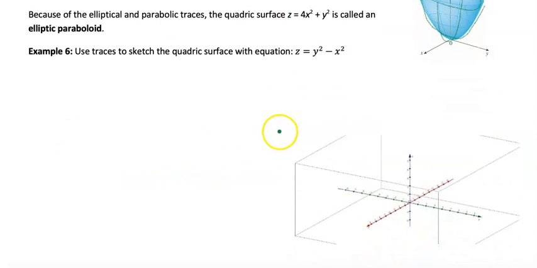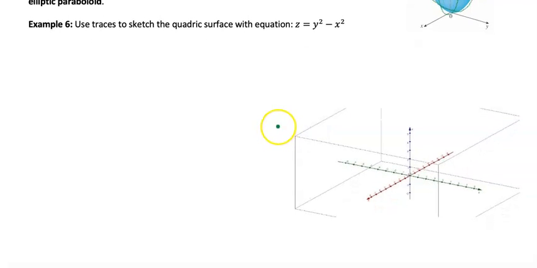All right, example 6, use traces to sketch the quadric surface with equation z is equal to y squared minus x squared. All right, we've got our horizontal trace parallel to the xy plane where z is equal to k. Plugging in k, we get k is equal to y squared minus x squared. And what does this look like? Because we have a minus sign here, this is going to look like a hyperbola.